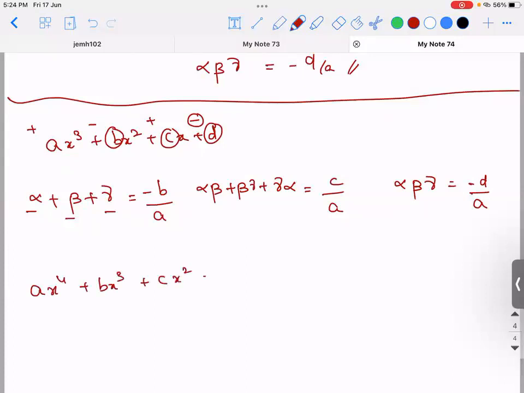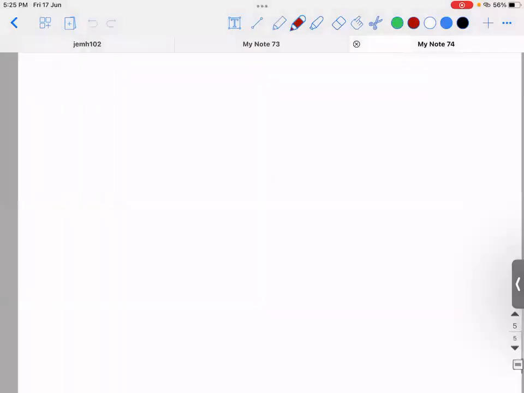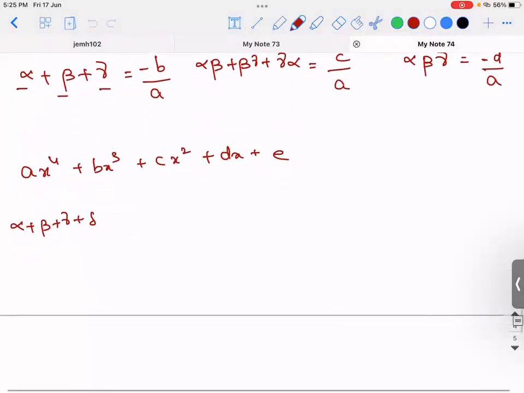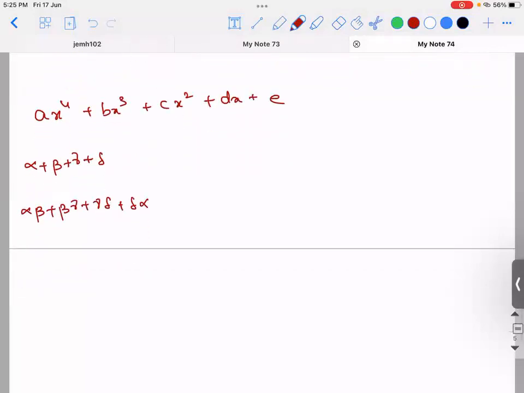I want to see how much you're thinking. Okay. So what should you start with? How many roots will be there? 4. Alpha plus beta plus gamma plus delta. Next one will be. So always it is like this. Sum of each term. Then alpha beta plus beta gamma plus gamma delta plus delta alpha. Then three terms taken together. Alpha beta gamma plus beta gamma delta plus gamma delta alpha.